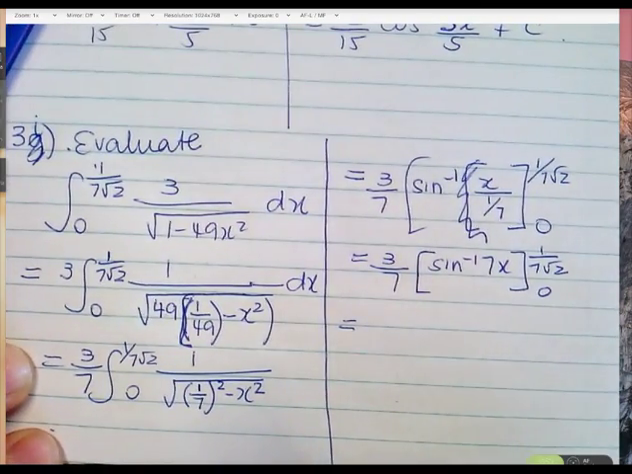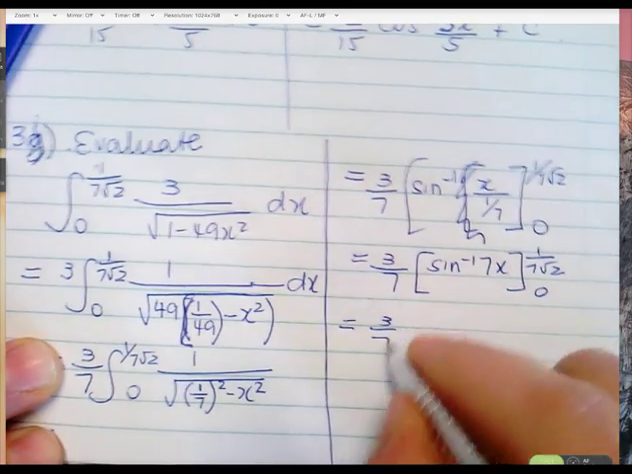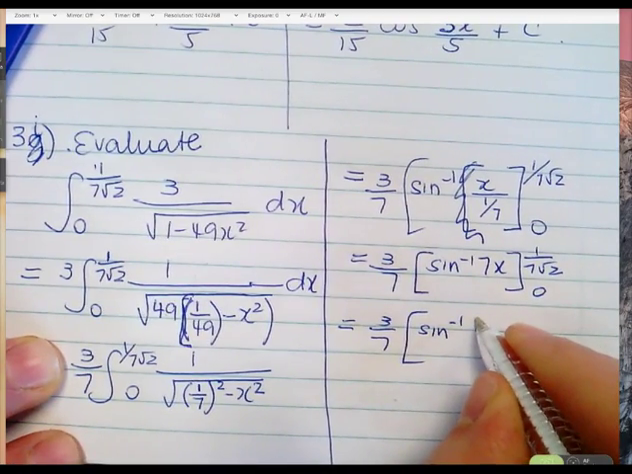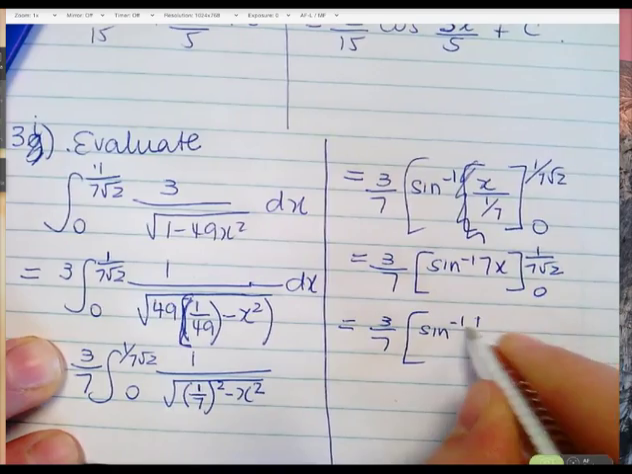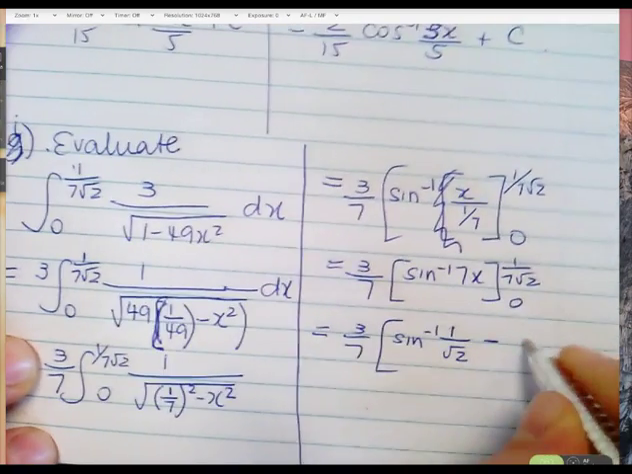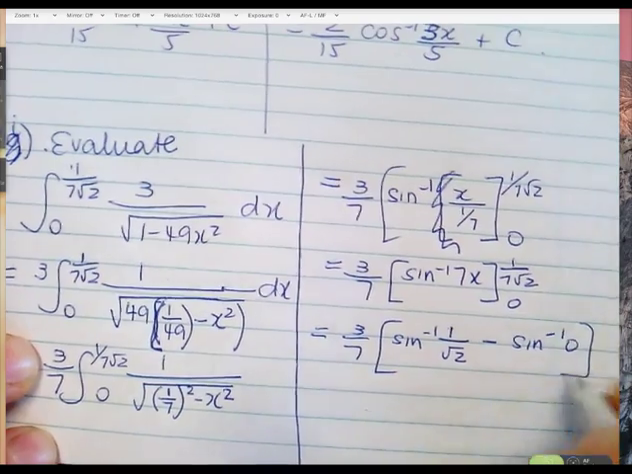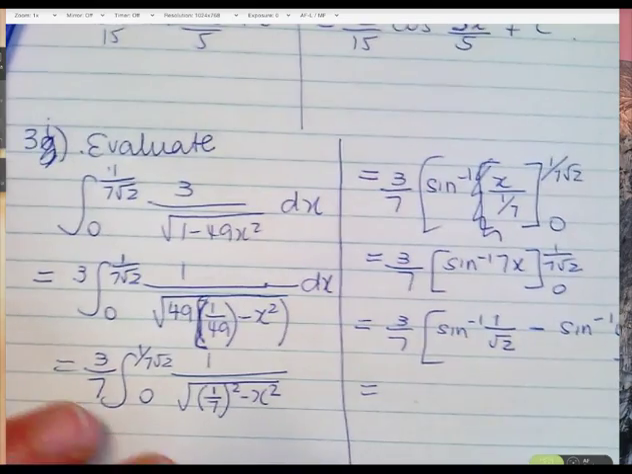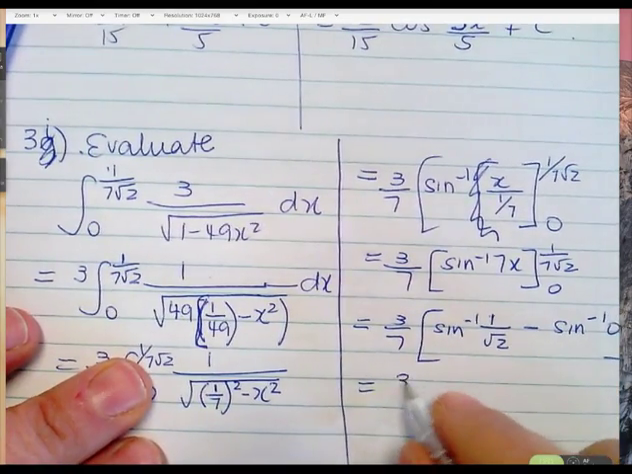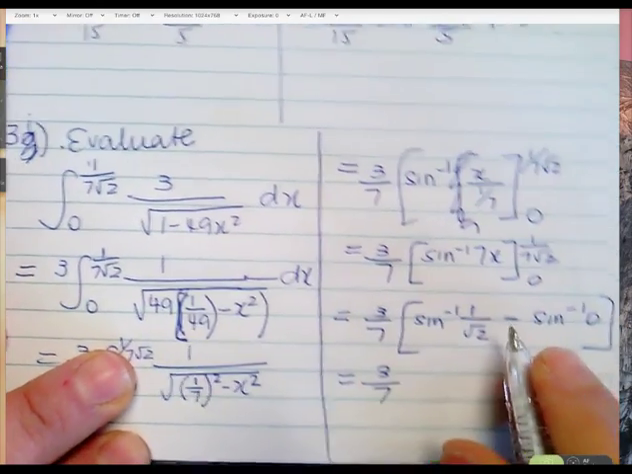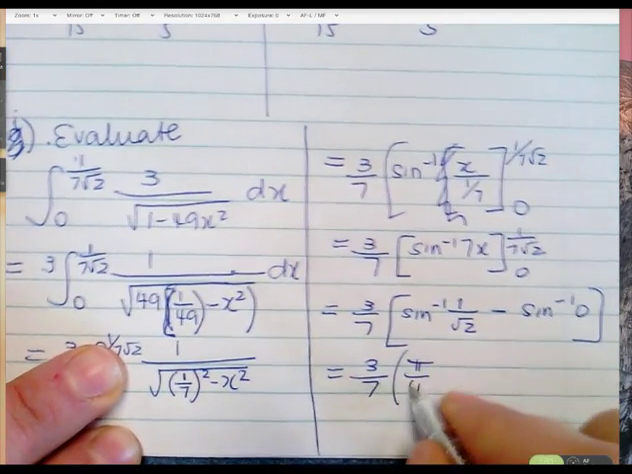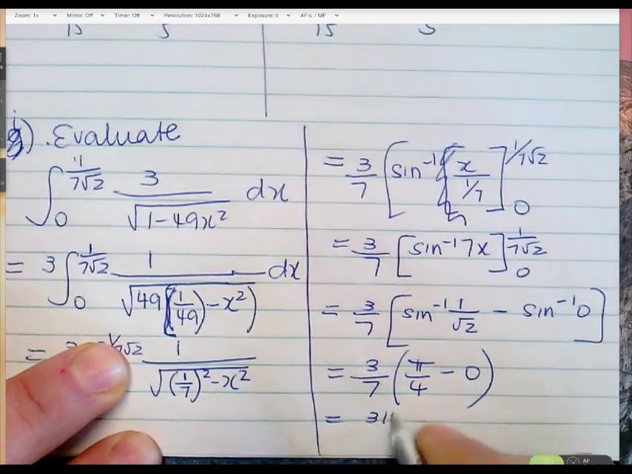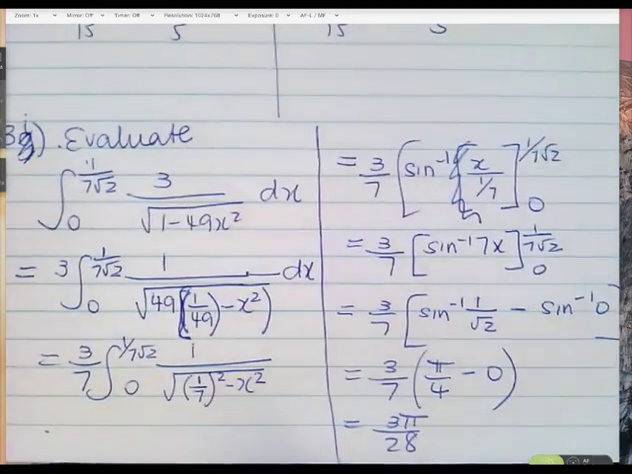Okay, are we good? Is that what you got? 3 on 7 inverse sine, what's 7 over 7 root 2? 1 on root 2. Minus inverse sine of 0. So sine of what gives you 1 on root 2? Sine 45, which is pi on 4. Sine of what gives you 0? 0. So therefore it's 3 pi on 28.